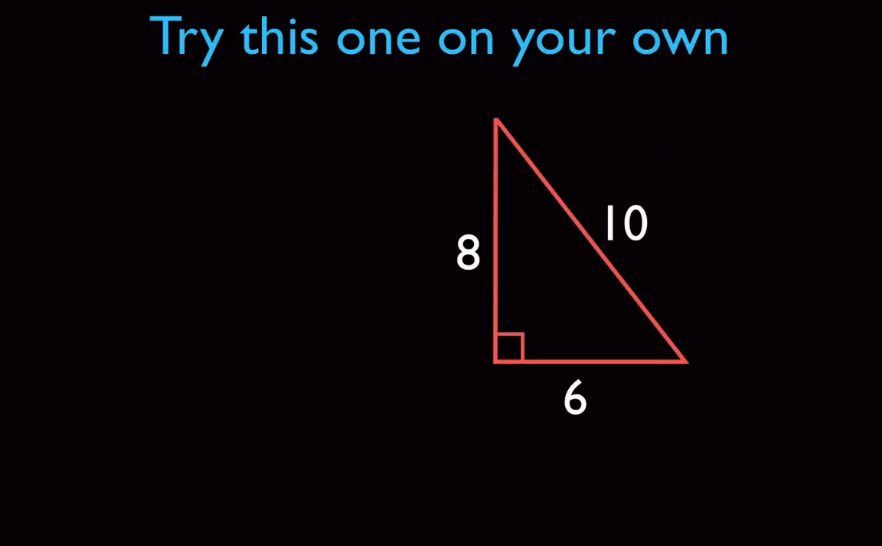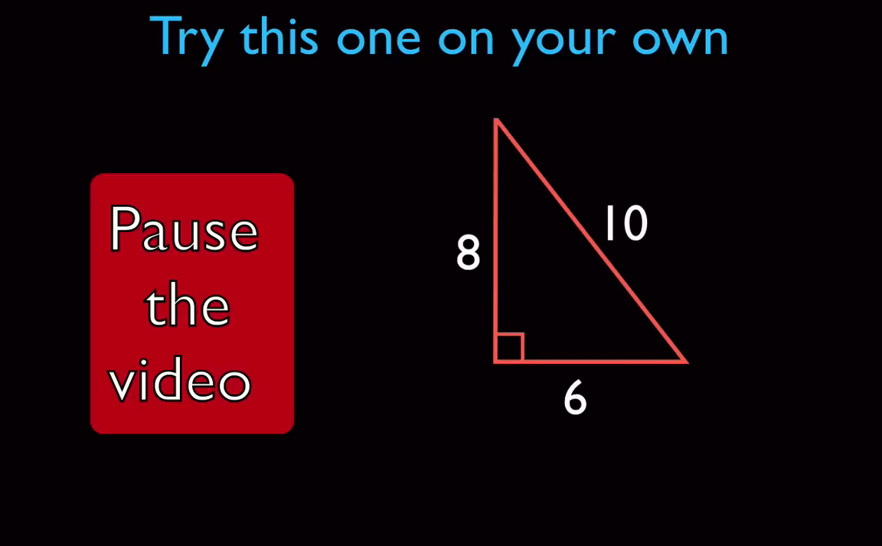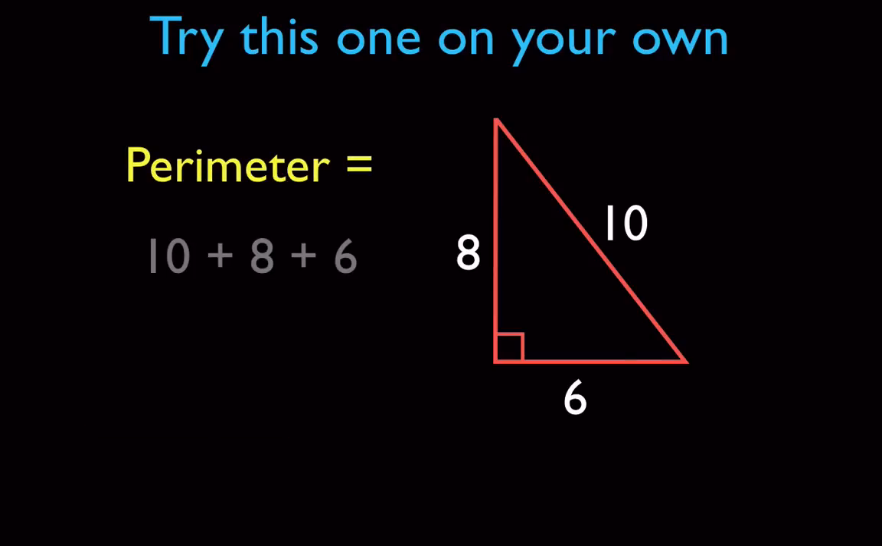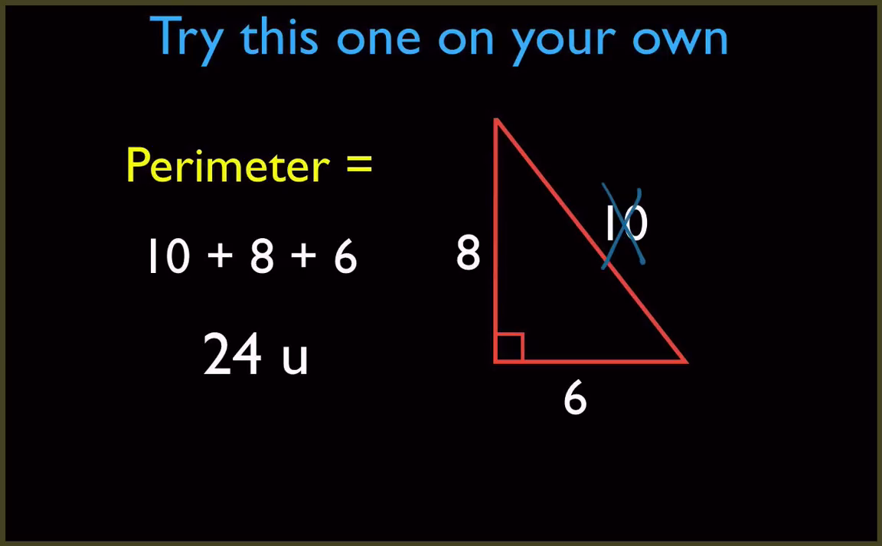Okay, one last one to try. Again, the perimeter is about adding up all the sides, and you get 24 units. Now, one thing that could happen here is I could sometimes not give you the 10. And that's a very common thing: I ask for the perimeter, and you have to go, oh, wait a second, it's a right triangle. So then I know 6 squared plus 8 squared, and that'll get me my 10 that I can then use to solve the problem. That just takes it up one more level.